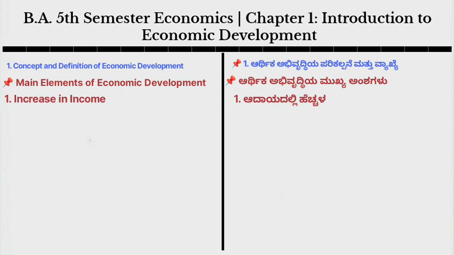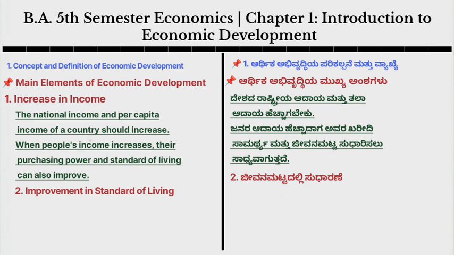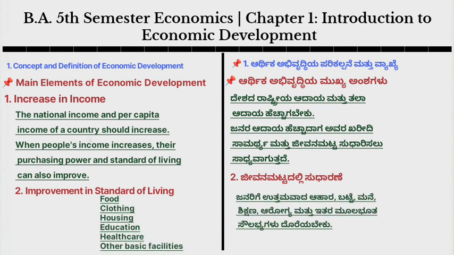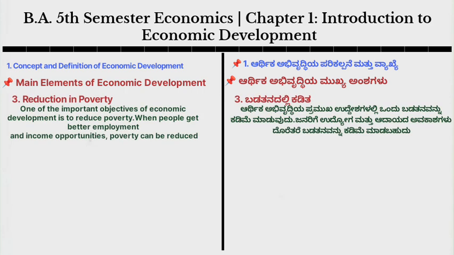1. Increase in income. The national income and per capita income of a country should increase. When people's income increases, their purchasing power and standard of living can also improve. 2. Improvement in standard of living. People should have better access to food, clothing, housing, education, healthcare, and other basic facilities. Improvement in these facilities leads to a better quality of life. 3. Reduction in poverty. One of the important objectives of economic development is to reduce poverty. When people get better employment and income opportunities, poverty can be reduced.